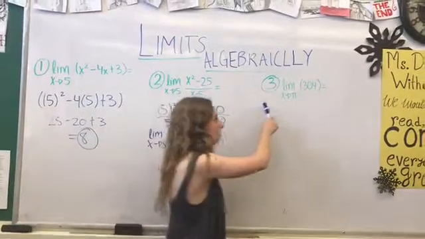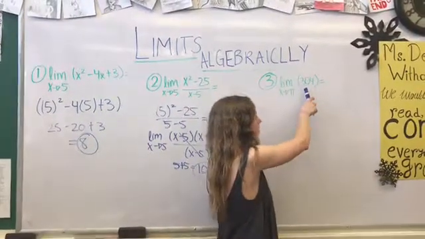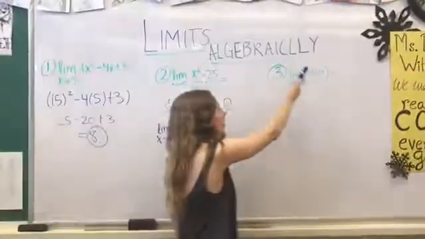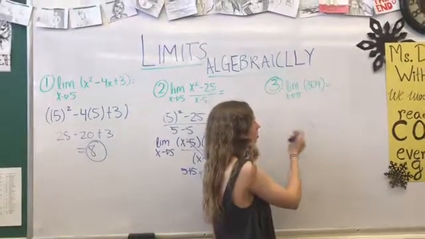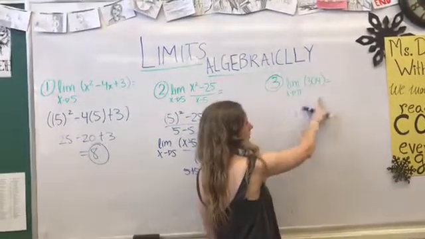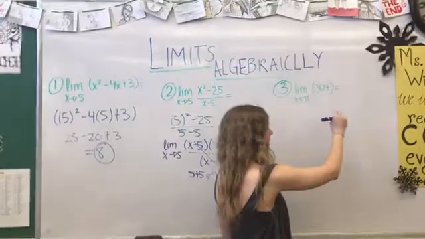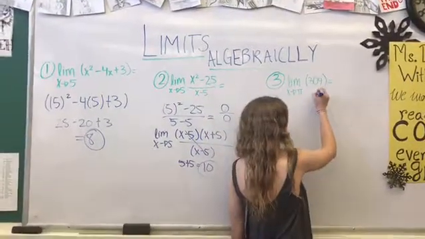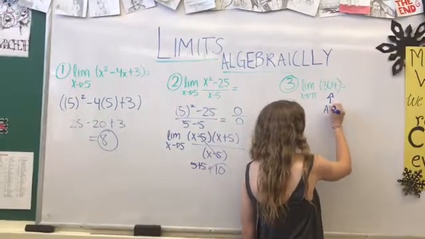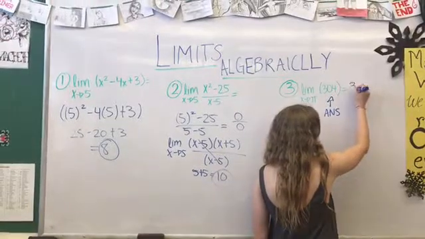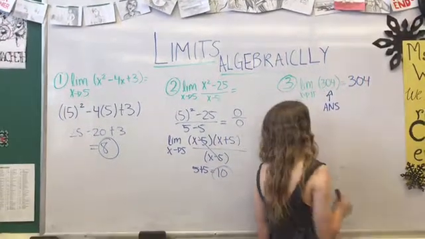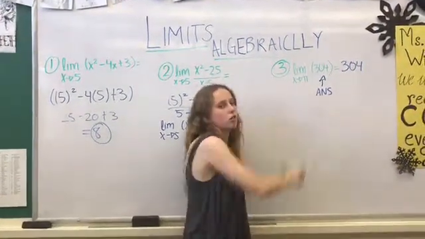And then for this one, we can see that in where the equation usually is, there's no x. So for these kind of problems, if you don't have an x in it, then the answer is whatever that is. So the answer is just 304, and it doesn't matter what the limit is approaching.